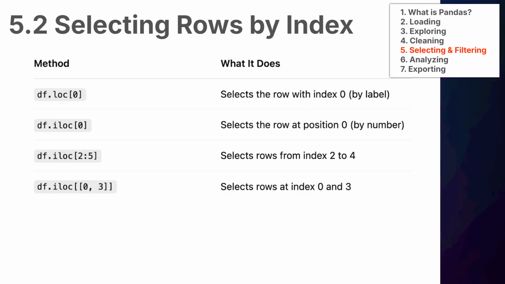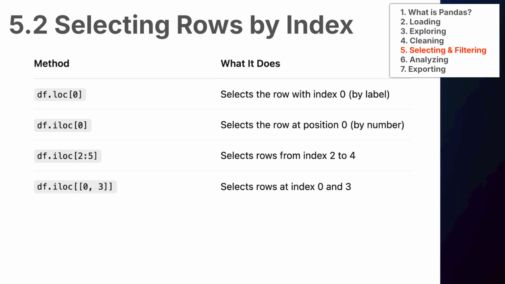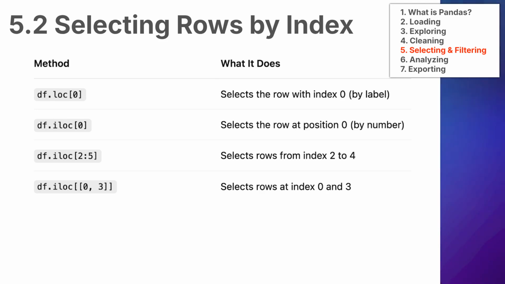2. Selecting rows by index. When you want to zoom in on specific rows, you can use loc and iloc. These are powerful tools that let you grab rows based on their position or label, just like selecting specific lines from a notebook.